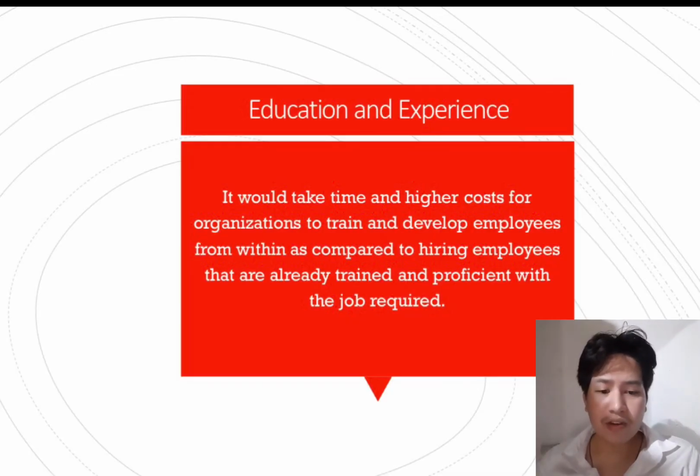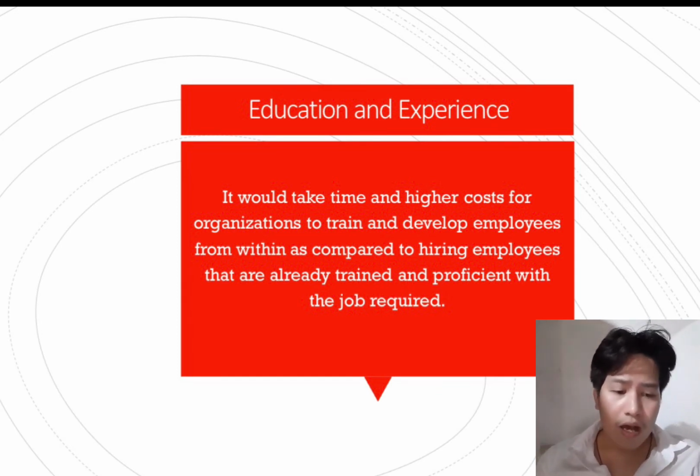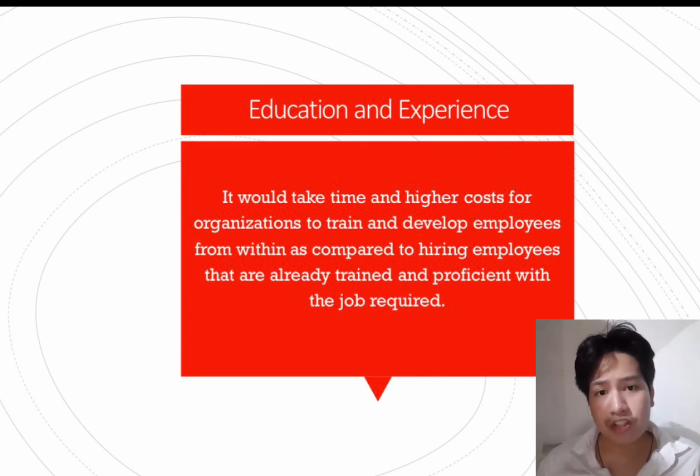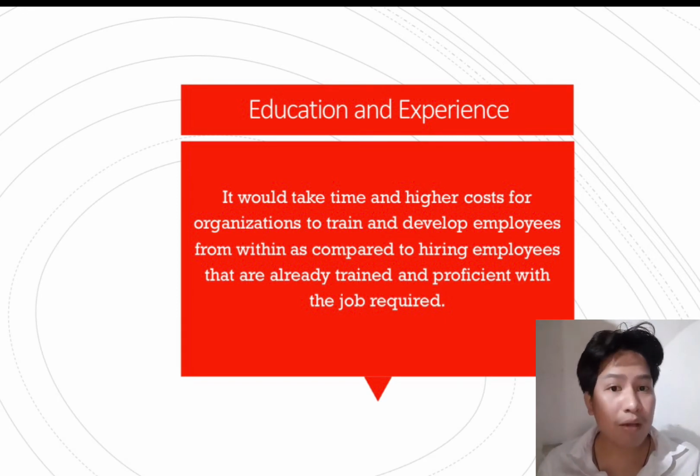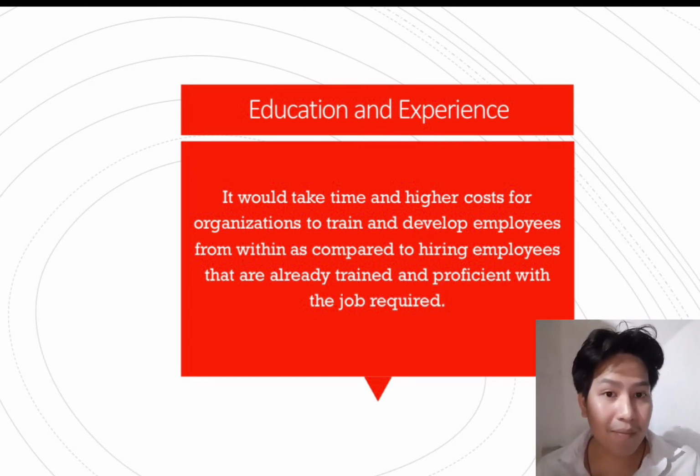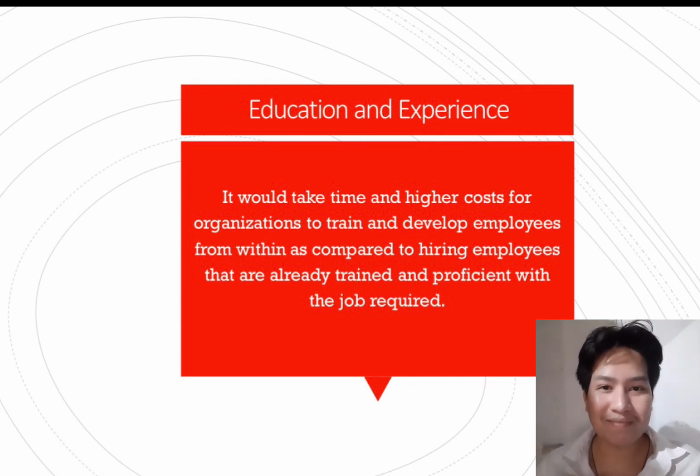Number 9 is education and experience. Ang sinasabi lang naman dito sa paliwanag na to is kapag daw nag-hire yung isang organization na mga empleyado na i-train pa at i-develop pa yung kanilang mga kasanayan, mas mag-i-invest sila ng mas maraming oras at pera. Kung kukuha naman sila ng talagang sanay na, may experience na, na-train na talaga at mas proficient na sa job na yon, mas maganda yon and mas pipiliin nila yon.